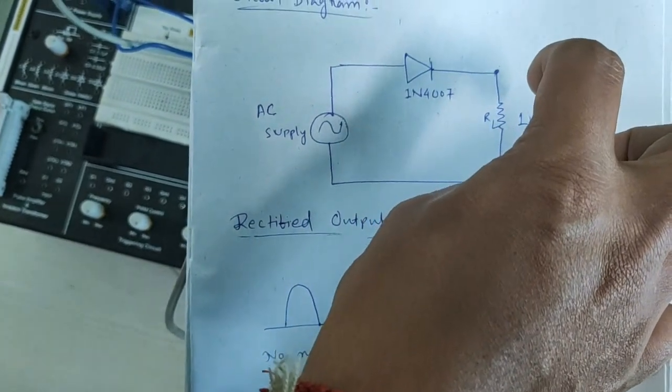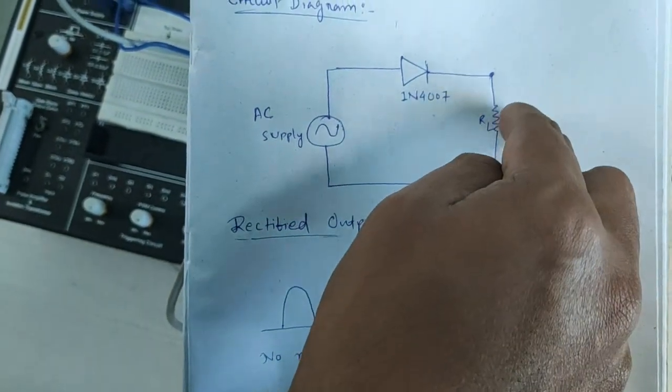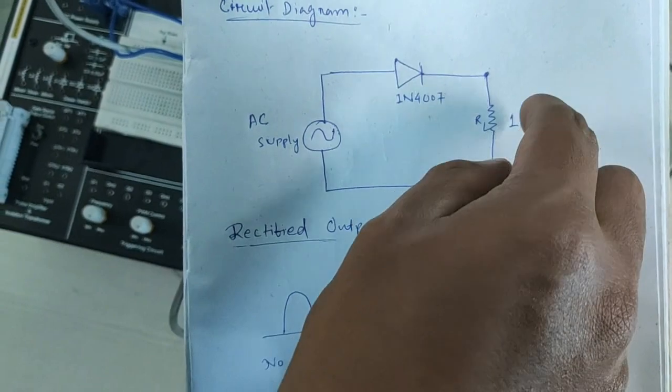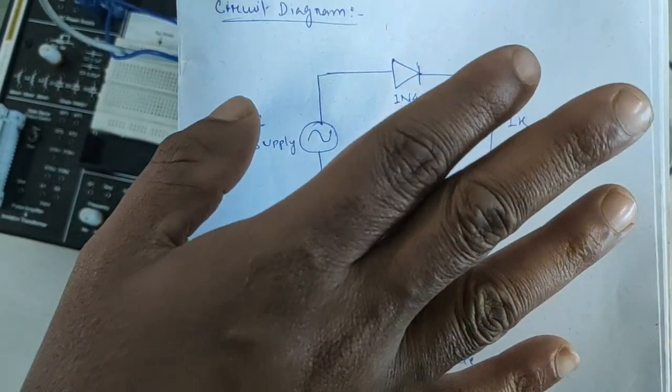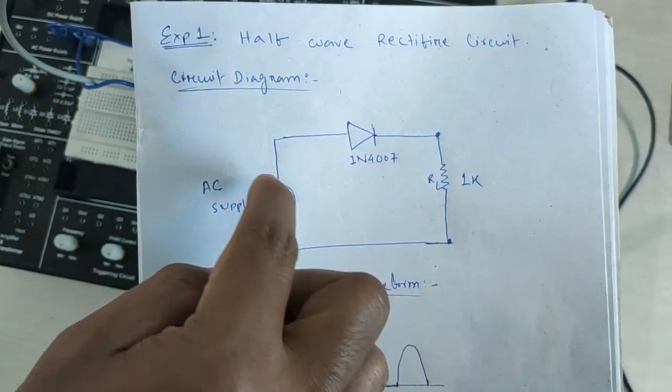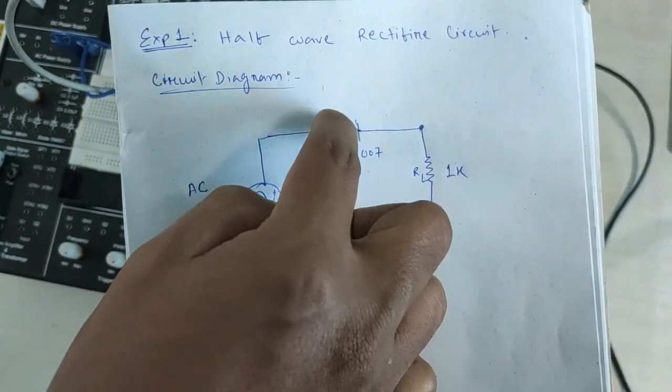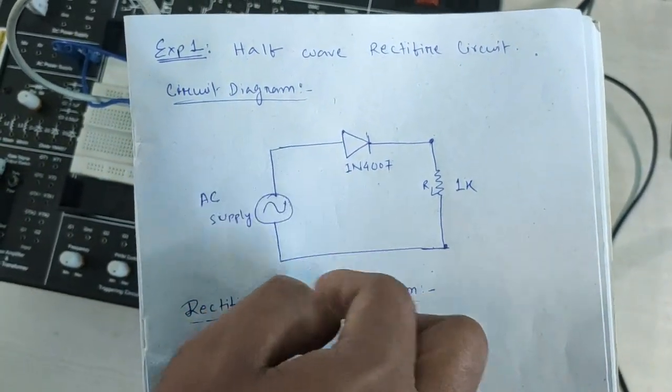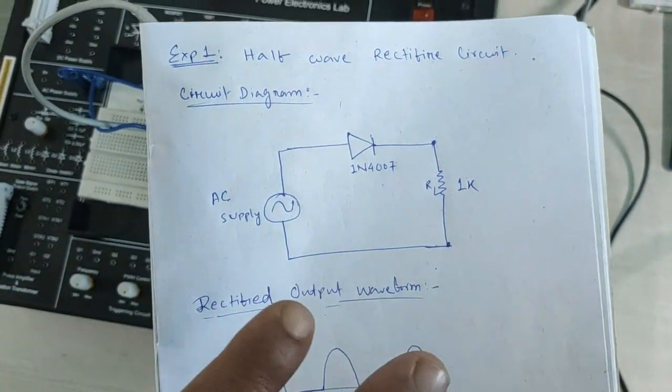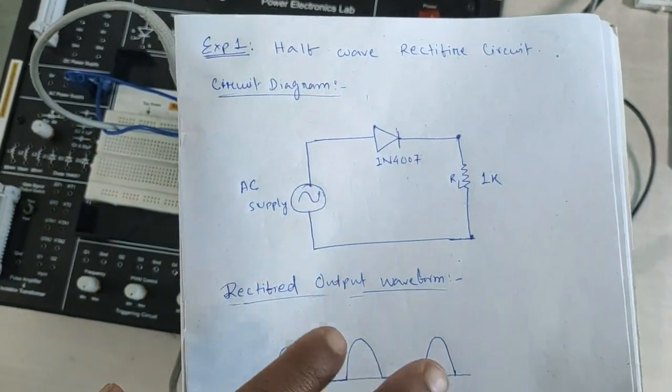A small amount of reverse current will flow during the reverse bias due to minority carriers, but that will be very negligible. So we will get the output current only in forward bias, not in reverse bias. That's why it is a half wave rectifier circuit, right?